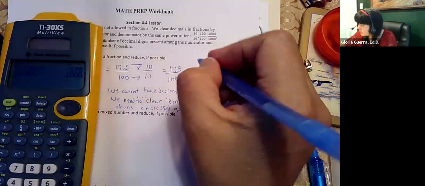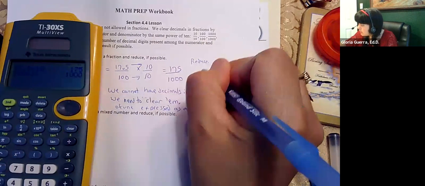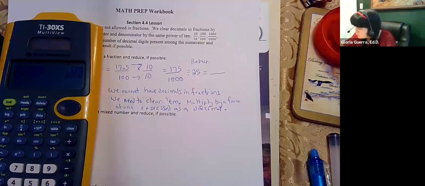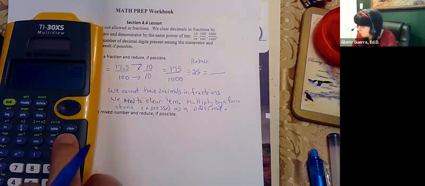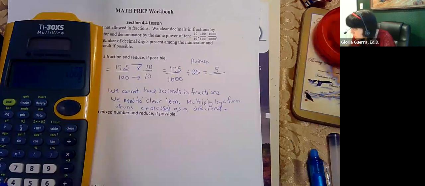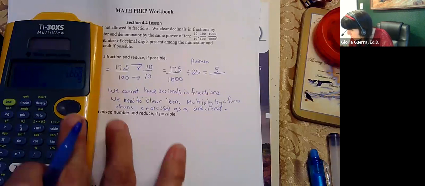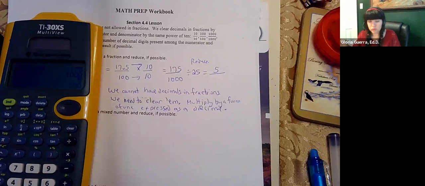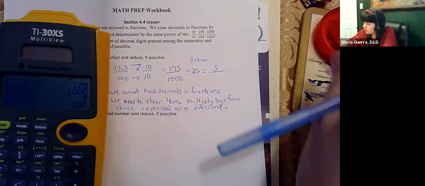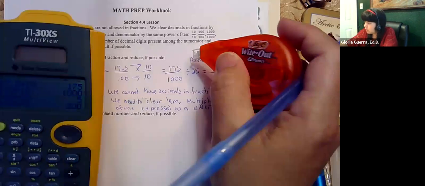So I'm almost certain that 25 will go into that. 125 divided by 25 is... 5,000 divided by 5. Looks like that's 200. Oh, and I think I made a mistake on this first one, because I think it's 175 divided by 25. I don't think it's 5. I think I typed that in wrong.